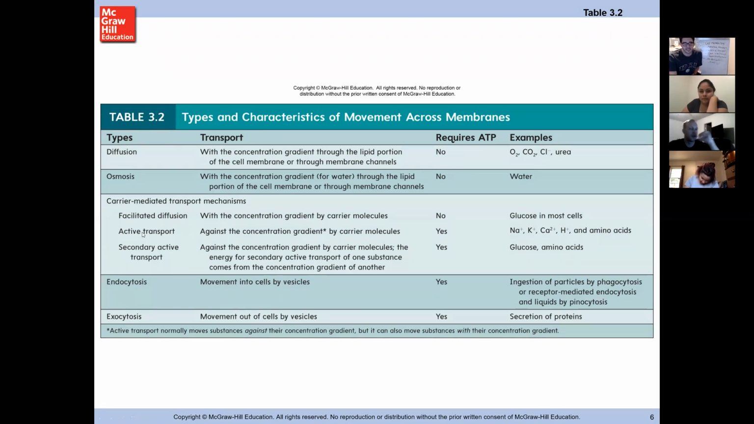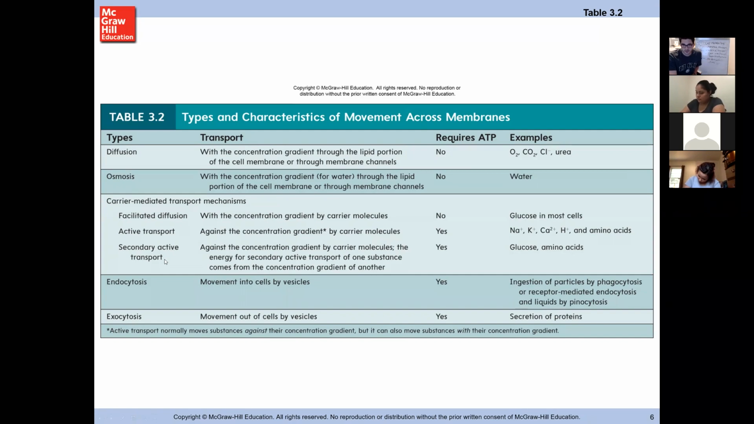But the point is active transport requires energy, and it's used to force molecules or ions against their gradients. So going uphill, think of walking uphill. You need energy to walk uphill, but you can kind of fall downhill, right? And like gravity helps you that way.